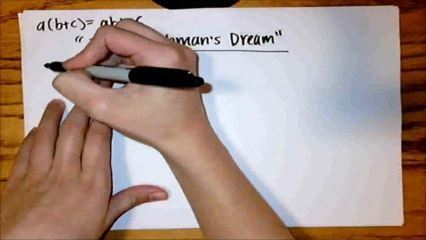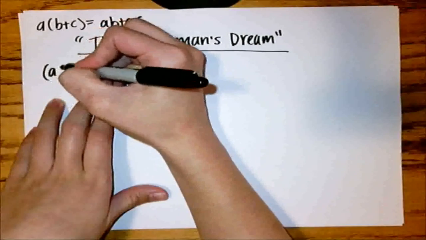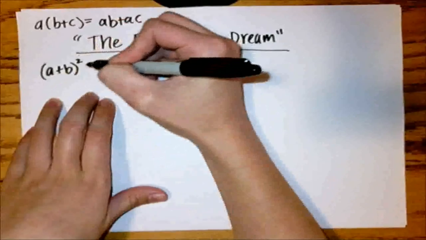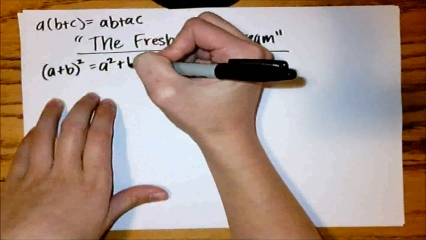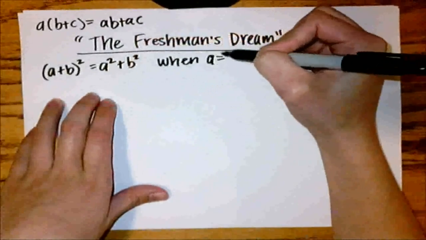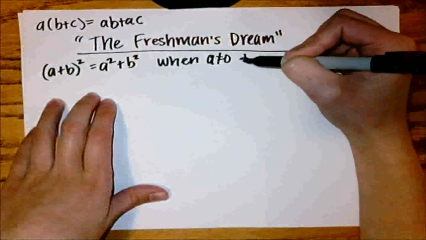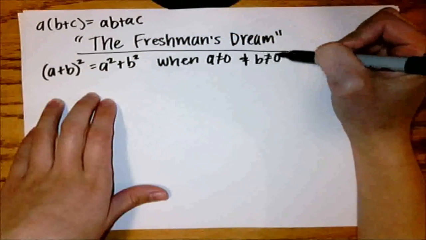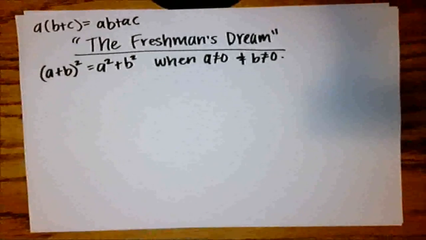For example, they think that (a plus b) squared equals a squared plus b squared when a does not equal 0 and b does not equal 0. Well, guess what? We're here to crush all the freshmen's dreams everywhere.